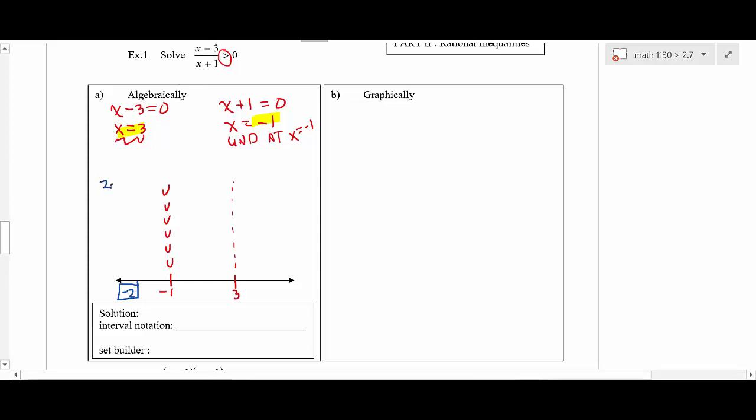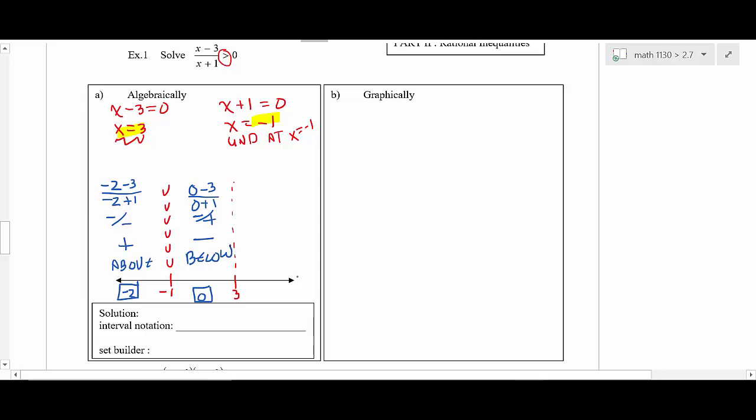So you would have -2 minus 3 over -2 plus 1. So that's negative over negative. That's a positive, so that means that you're above the x-axis right there, right? Okay. Take a test point between -1 and 3. Let's take 0. You plug that into the function, you would have 0 minus 3 over 0 plus 1. That's a negative over a positive. That's a negative. So that means we're below.